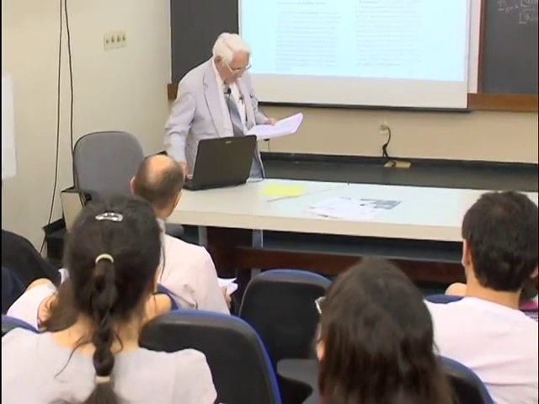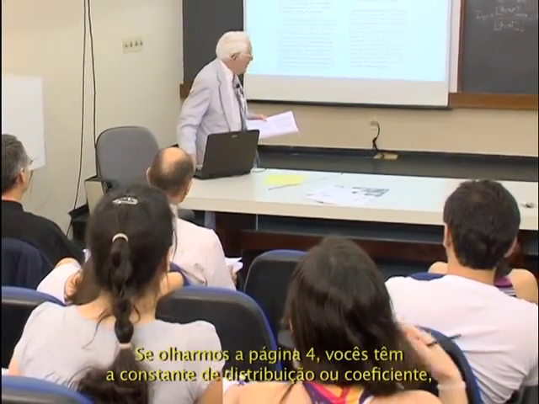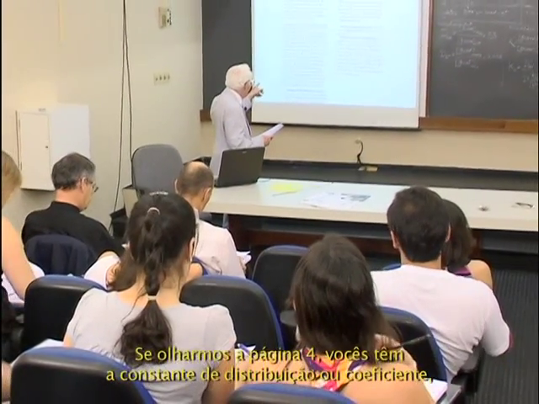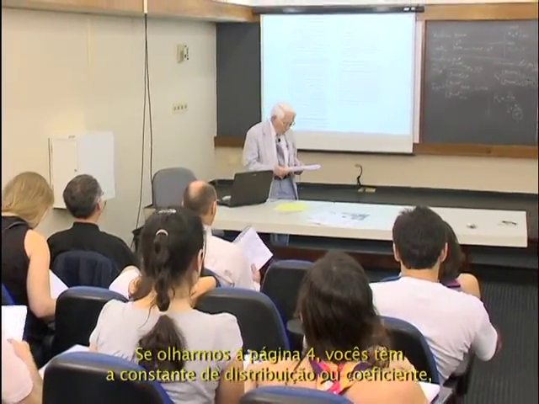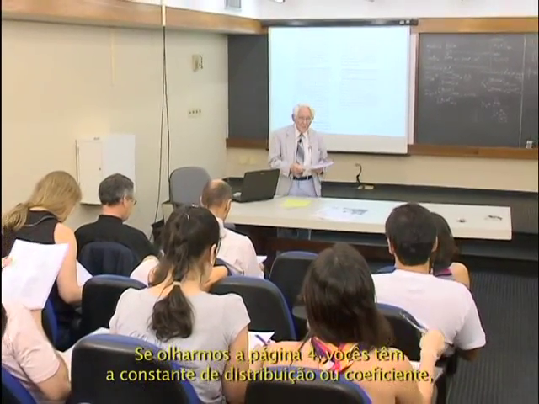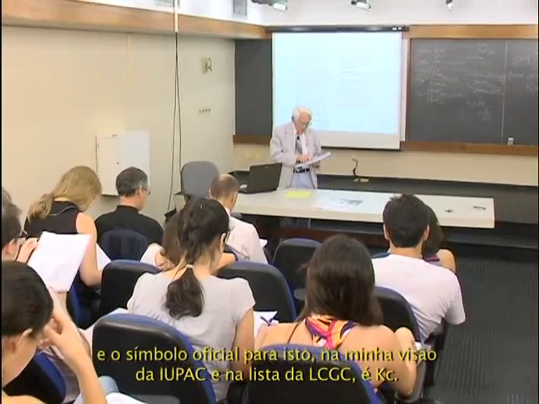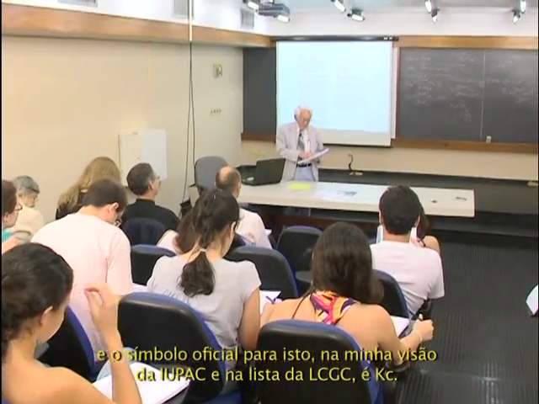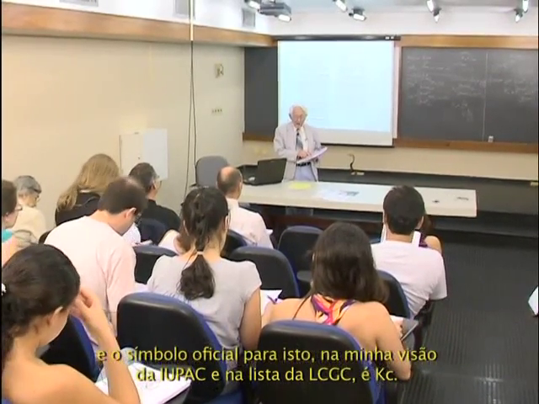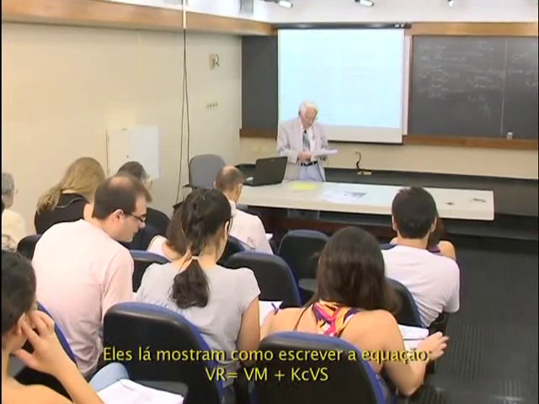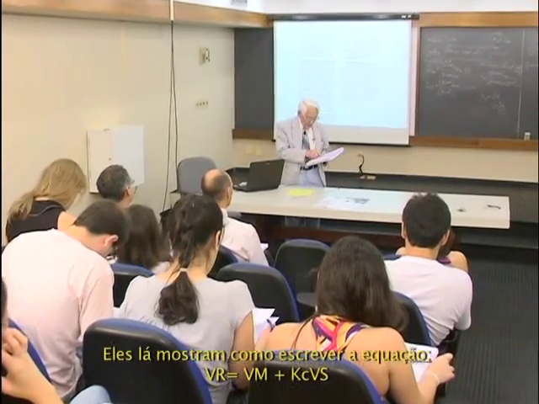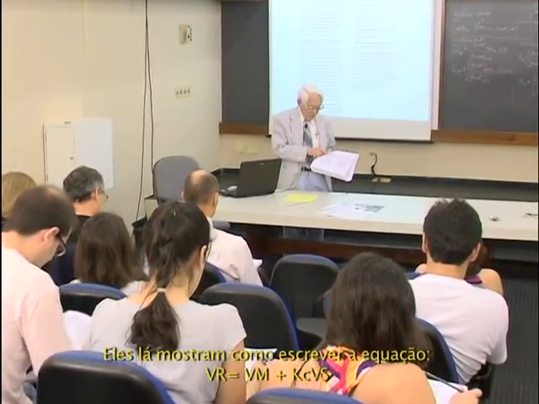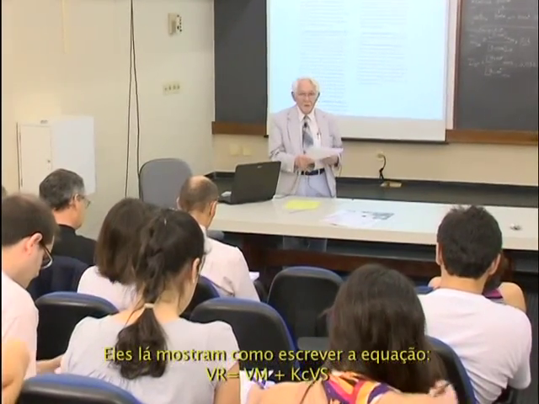And so I would just point out a few of them. And let's see, if I go to page 4, down in the lower left corner there, you have the distribution constant or coefficient, and the official symbol for that is, for IUPAC and the LCGC summary, K sub C. And they show there the way that you would write the equation. Retention time is equal to mobile phase volume plus K sub C times V sub S.